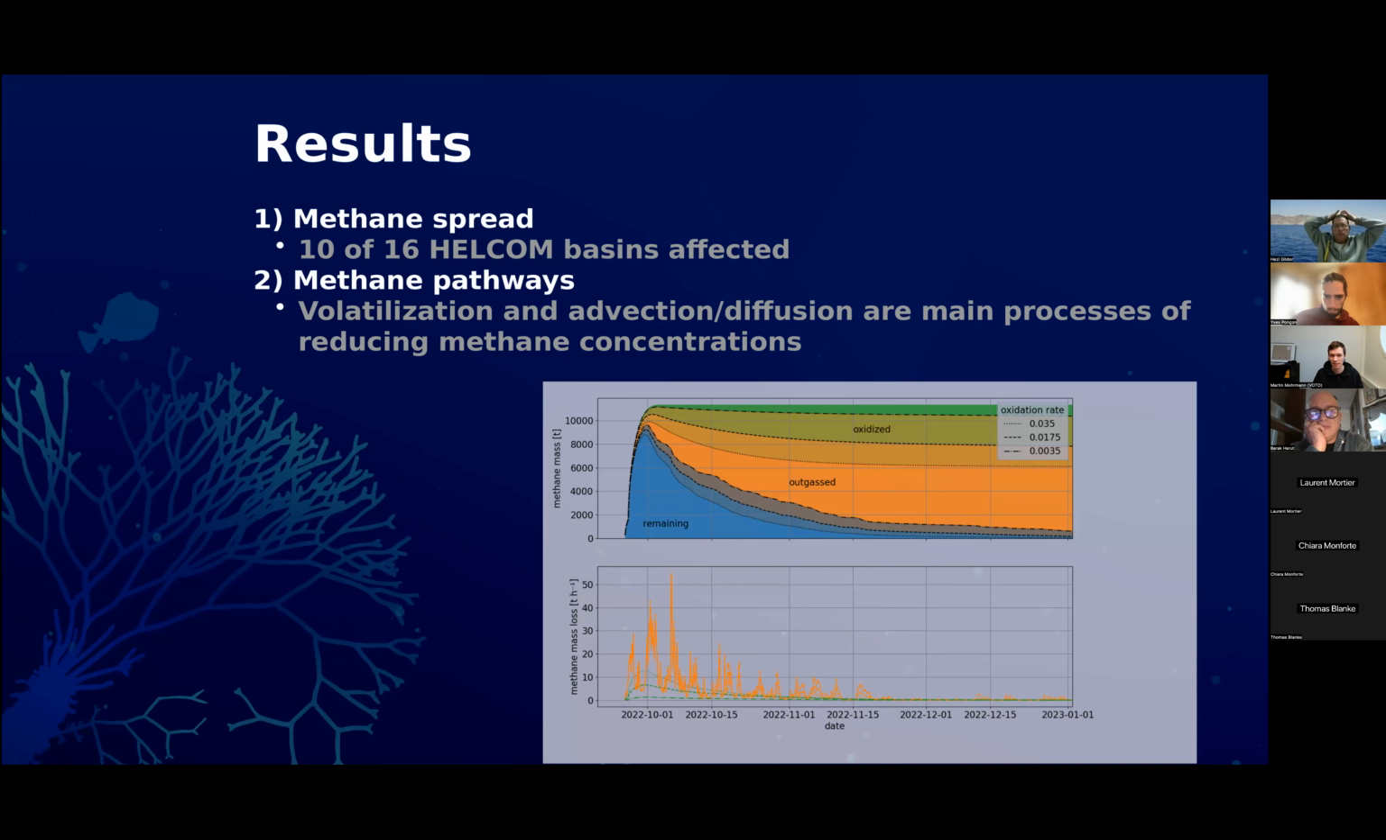Most of the methane has apparently outgassed because the mixed layer is deepening during autumn and taking up most of the water volume. And of course, there are some uncertainties when it comes to how much of the methane is remaining for a long time, how much is outgassed. Interestingly, even a couple of weeks after the event happened, the outgassing rate through the surface is still as high as 50 tons per hour, depending on the wind speed and so on, of course.